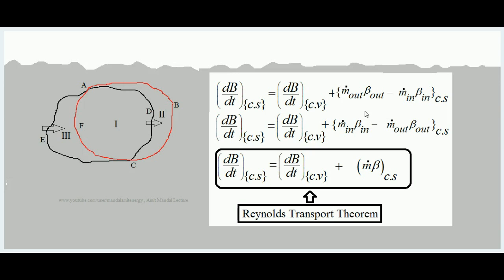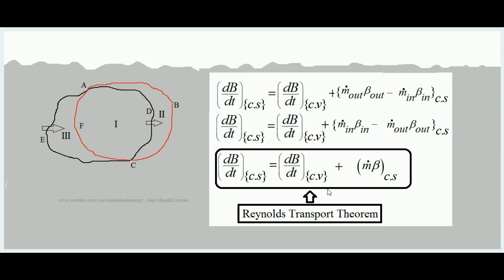Okay, now what is this expression m dot in beta in minus m dot out beta out? It is the net amount of property which is accumulating inside the control volume per unit time. This is the amount of property which is going inside the control volume per unit time, and this is the amount of property which is leaving the control volume per unit time. So what is the difference? The difference is the net amount of accumulated property inside the control volume per unit time. So for this big expression m dot in beta in minus m dot out beta out, we can also write the general expression m dot beta CS. Okay, this is what our Reynolds transport theorem is.